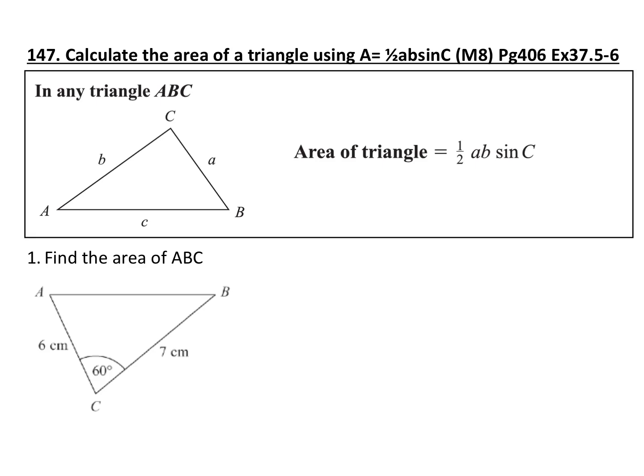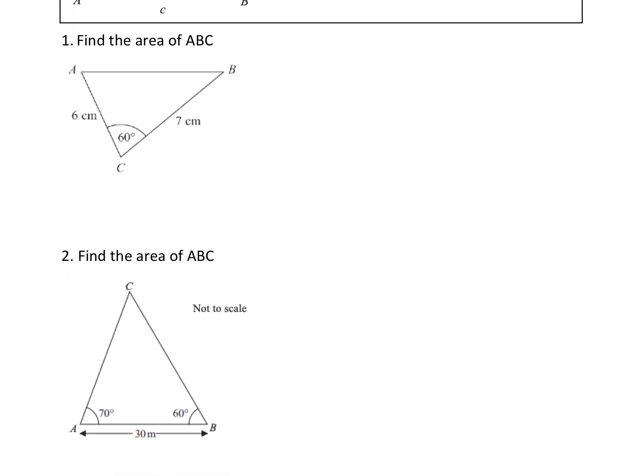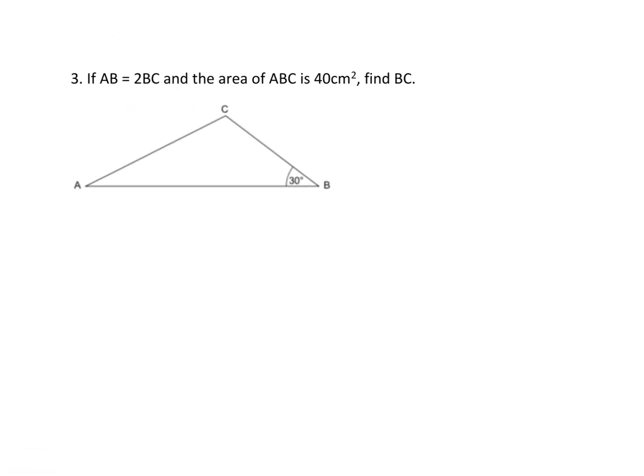In this video, we're going to calculate the area of a triangle using the formula A equals a half AB sine C. If you're revising, you can pause the video and have a go at questions 1 and 2 and question 3.